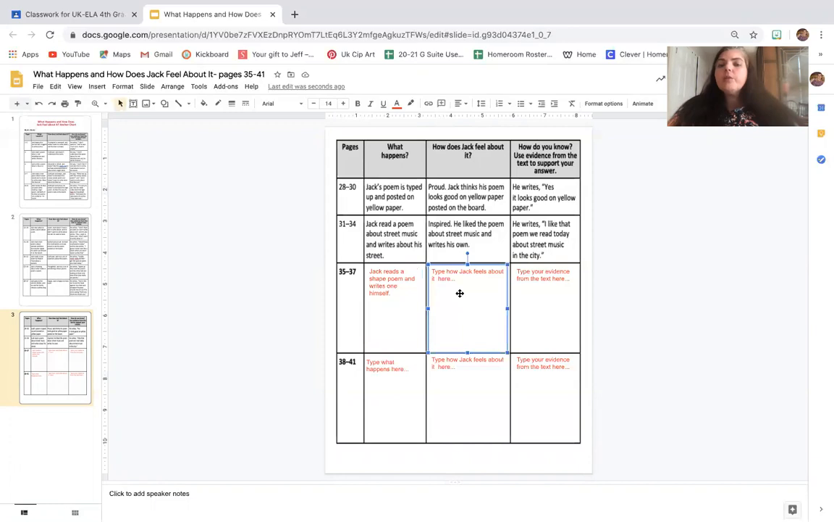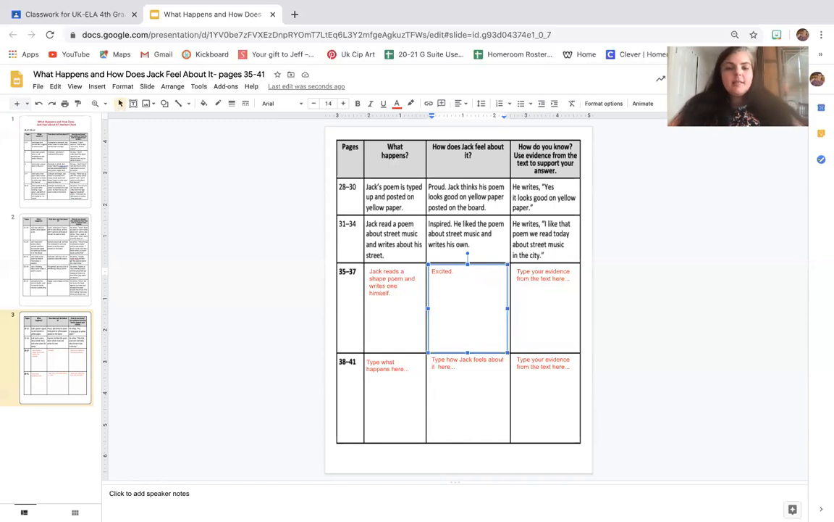This is the box where you type how Jack feels. Now, I believe that Jack feels very excited. He feels very excited. I think that he couldn't wait to share with the class the poem that he wrote. And he really, really liked the shape poems. So I am going to type right here that Jack feels excited. He's excited. And now I'm going to type why.